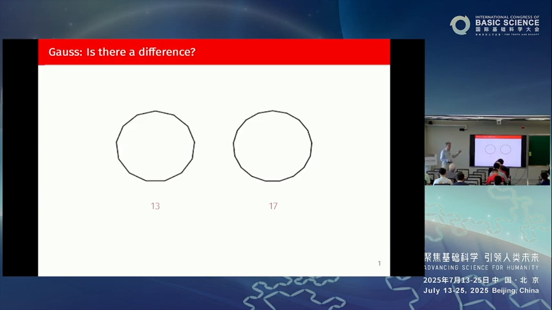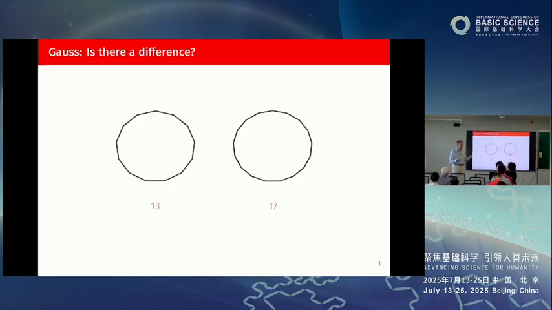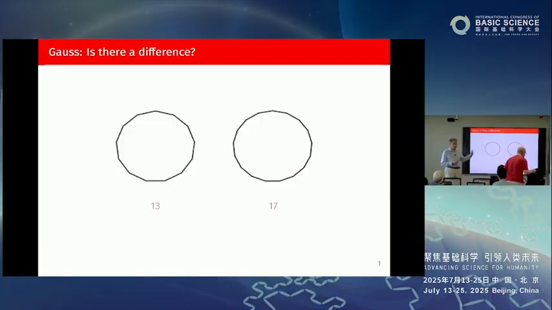I like to start with Gauss. Do you see a difference? Of course, when you read the numbers, you know the difference. One of them you can construct with compass and ruler, and the other one you cannot. And the punchline is the realization by Gauss that it's not the symmetries that you see that matter in this problem. It's the hidden symmetries, the Galois group of the cyclotomic field in the background. And 17 is special.